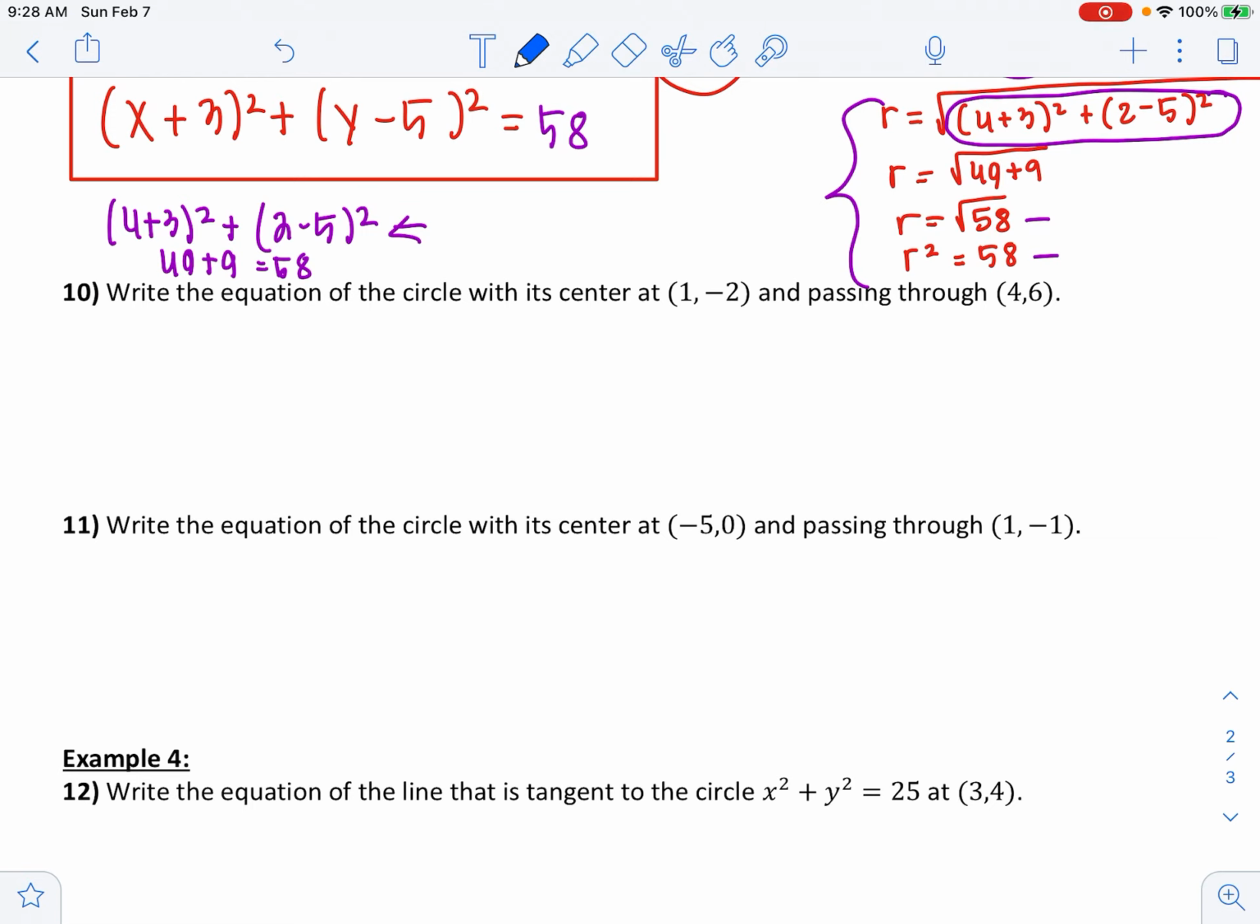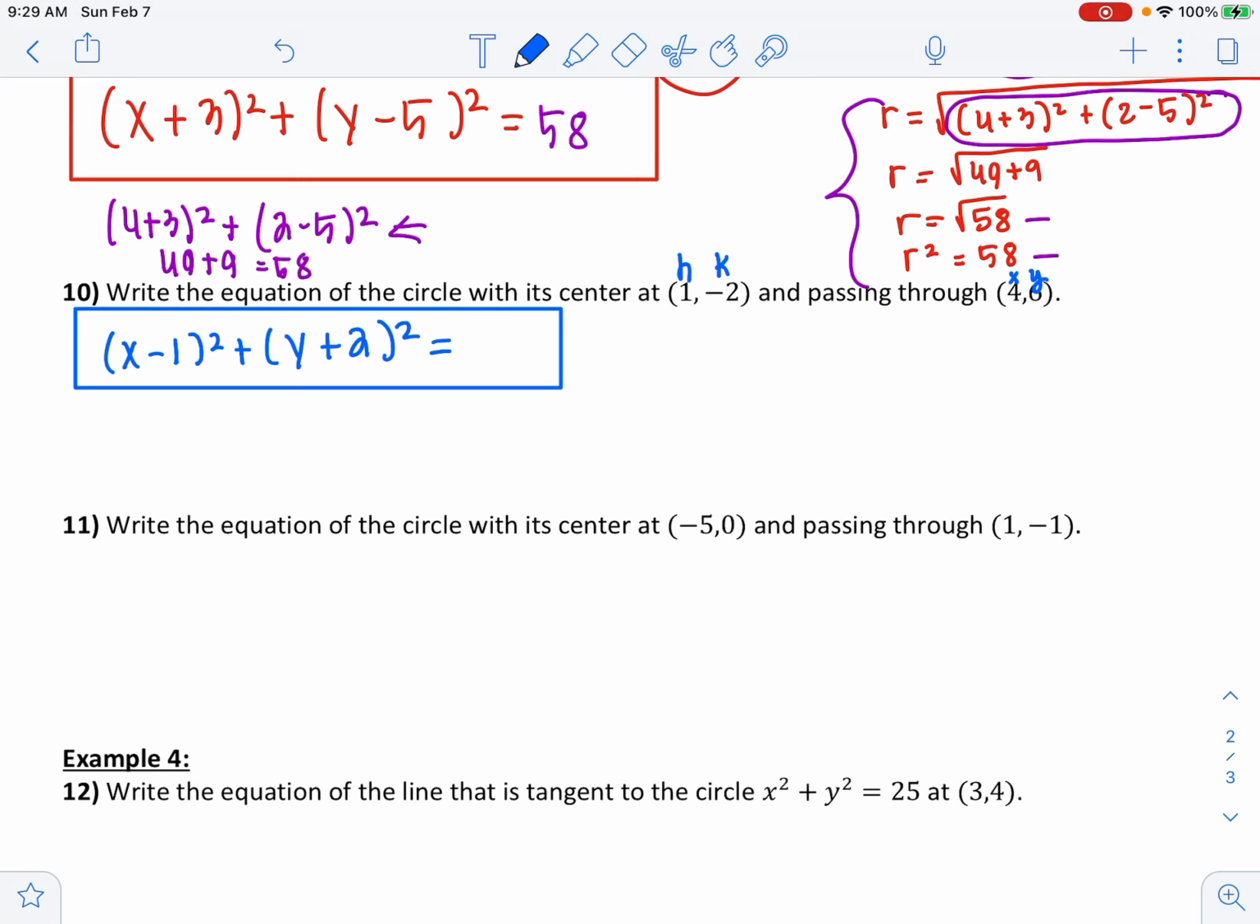All right, number 10, we're going to do the same thing. Make sure you know which one's the center and which one's the point, because that's the only thing people mix up is they'll just not read. Write an equation of a circle with center, negative 1, so x minus 1 squared plus y minus a negative 2 squared equals. And I like to box it because I'm almost done.